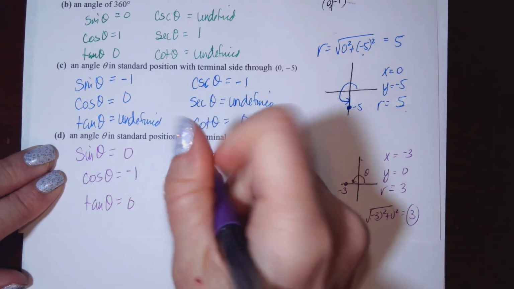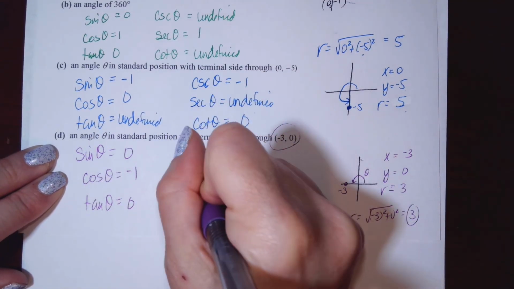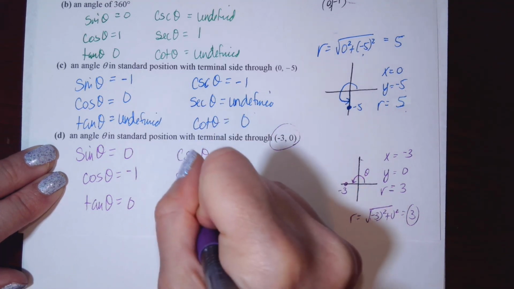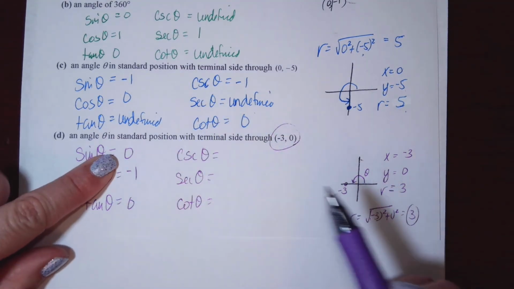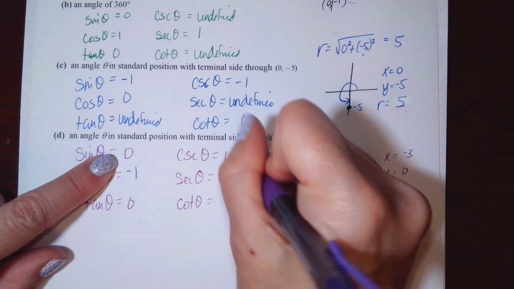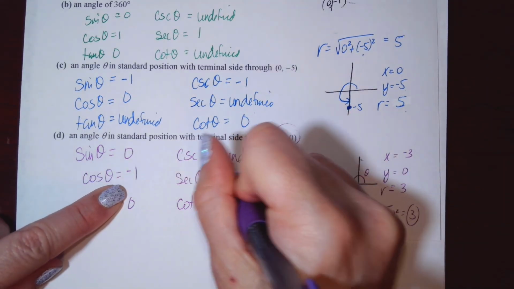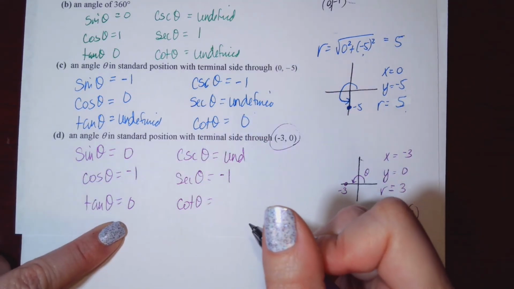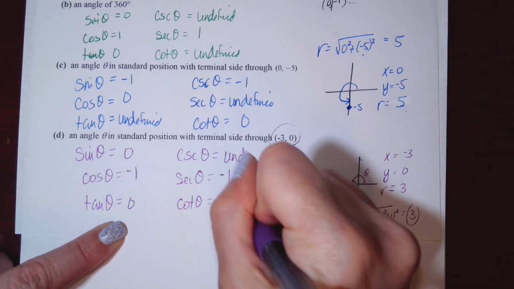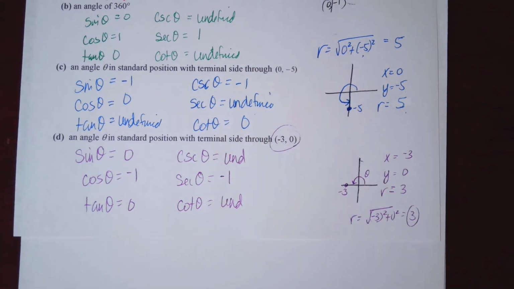And once I have those three basic function values, I take the reciprocals. Reciprocal of 0 is undefined. Reciprocal of negative 1 is negative 1. And the reciprocal of 0 again is undefined. Okay. Excellent, excellent.